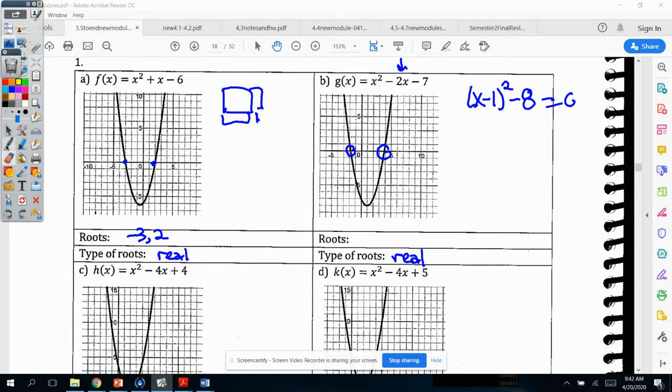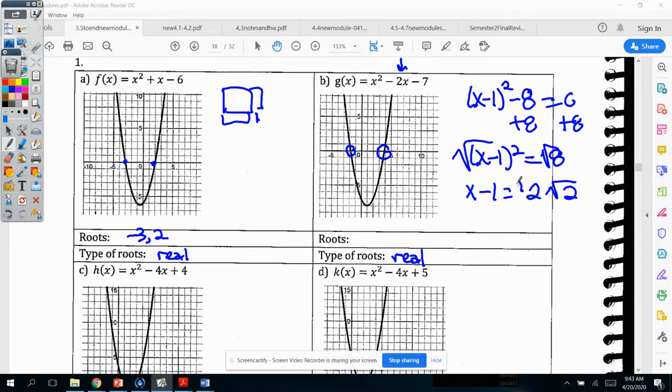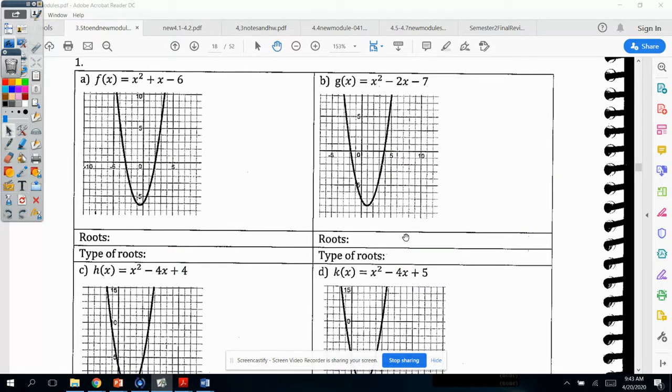Now to find the roots, we will have to solve. We will add 8 to both sides. (x - 1) squared equals 8. Square root both sides. You'll have to clean this one up. So that's x - 1 equals plus or minus the square root of 8, that's 4 times 2, or 2 root 2, don't forget the plus or minus. And then add 1. So the 2 roots are 1 plus 2 root 2 and 1 minus 2 root 2. Okay, again, that is review from way back at the beginning of the year.